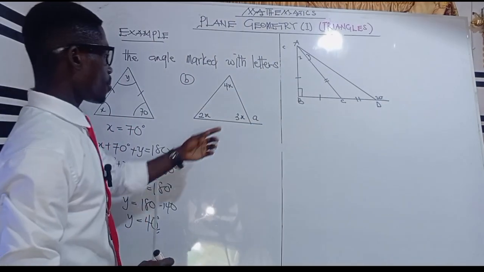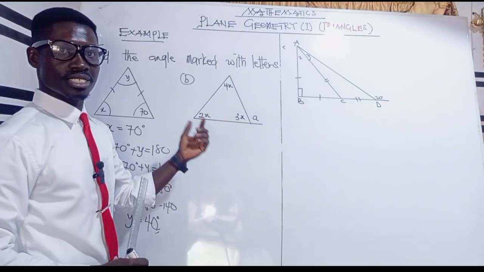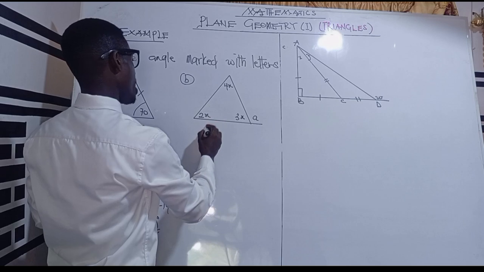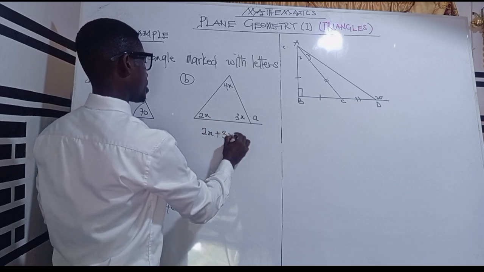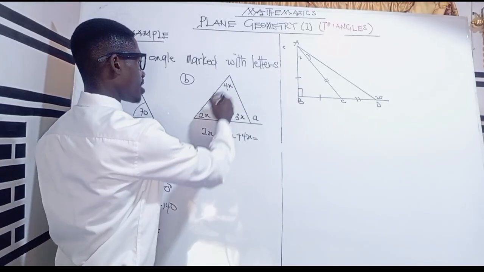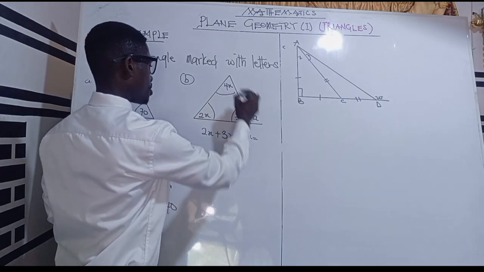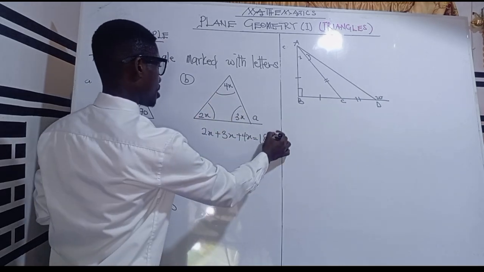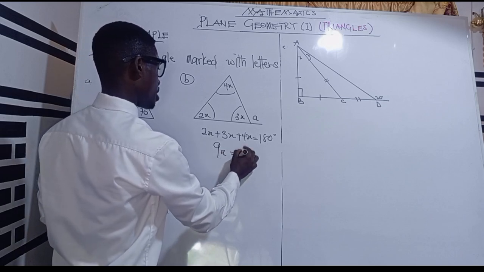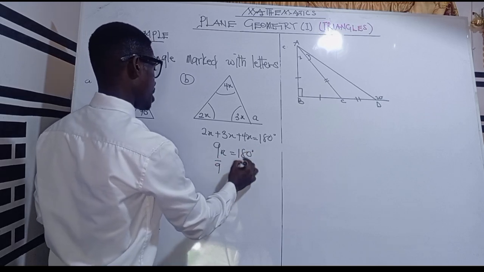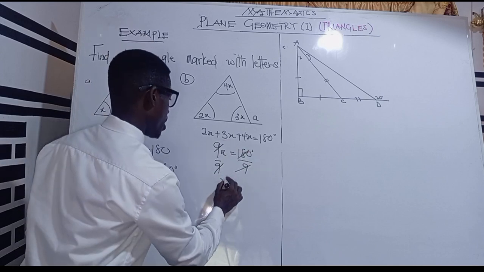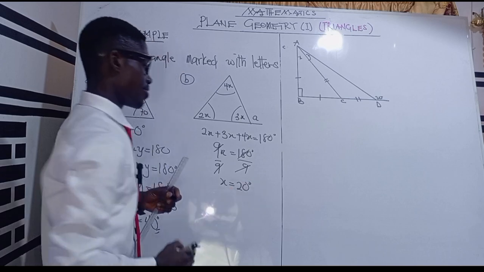So, I hope you were able to find the value of x. Let's go through. So, we are going to get 2x plus 3x plus 4x is equal to what? 180. Sum of interior angles of a triangle. So, we have 180 degrees. So, we have 2x, 3x, 4x. We are getting 9x is equal to 180 degrees. We divide both sides by 9. 9 and 9 will go. 9 into 180, we have our x is equal to 20 degrees.